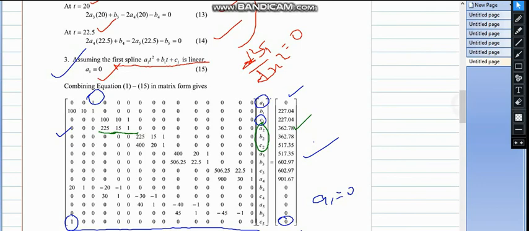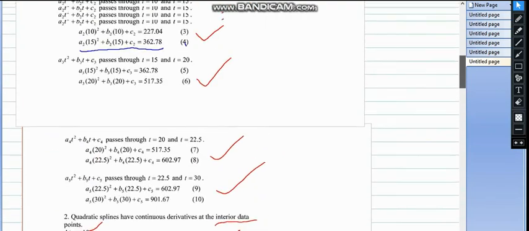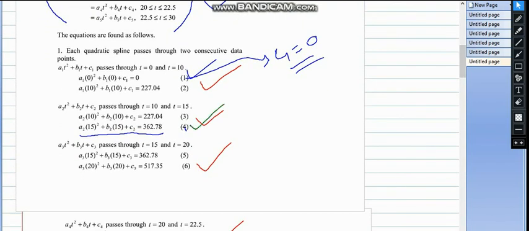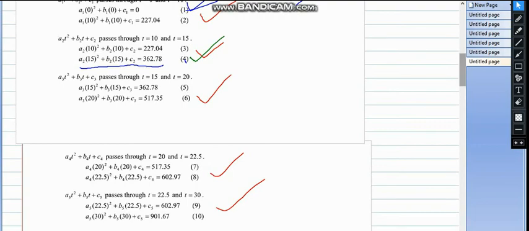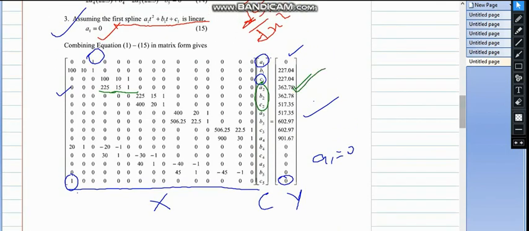So that we can see from that equation. So here it is 225 times A2. So the fourth equation is which one? This one. If you take 15 squared, we have the value 225. Then the next one is B2 into 15, the 15 B2 and C2, which will be equal to 362.78, that is our y value. So this is the basic idea behind this matrix representation of all these equations.